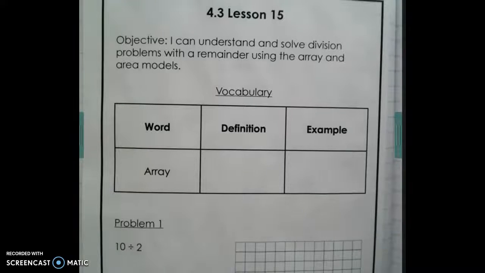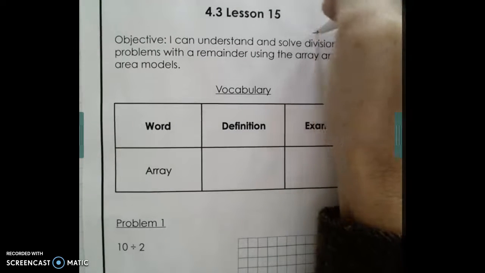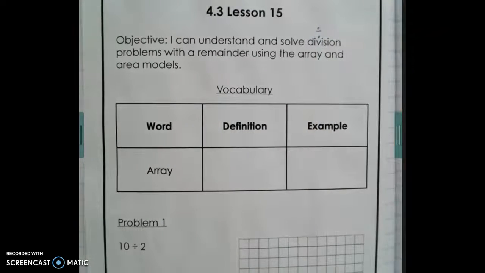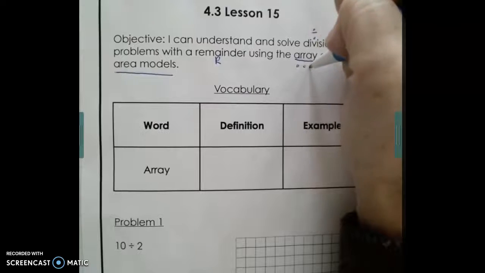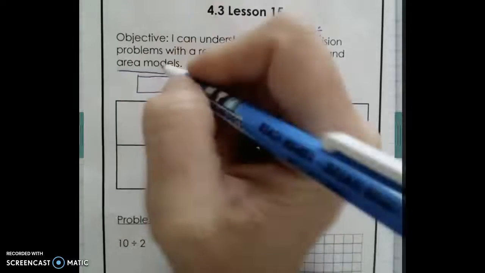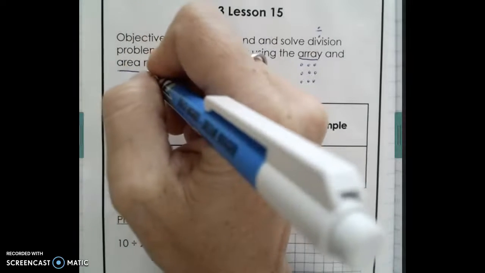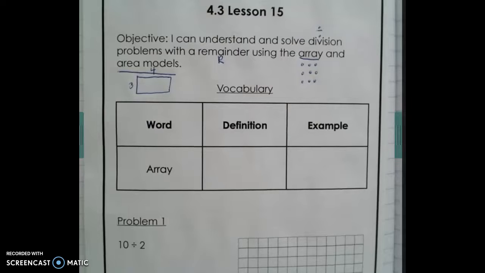All right, we're on 4.3, lesson 15, and our objective today is I can understand and solve division problems. So we're dividing with a remainder using an array and area models. We practiced arrays a little bit yesterday, but they look like pictures like this, where you have things in a row. And then area models we've used, where you've got a rectangle and then a number on the side and a number on top. So those are the two strategies we're going to use today when we go to solve.